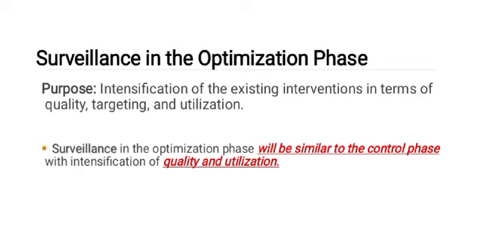Surveillance in the optimization phase. Purpose: intensification of the existing interventions in terms of quality, targeting, and utilization. Surveillance in the optimization phase will be similar to the control phase with intensification of quality and utilization.